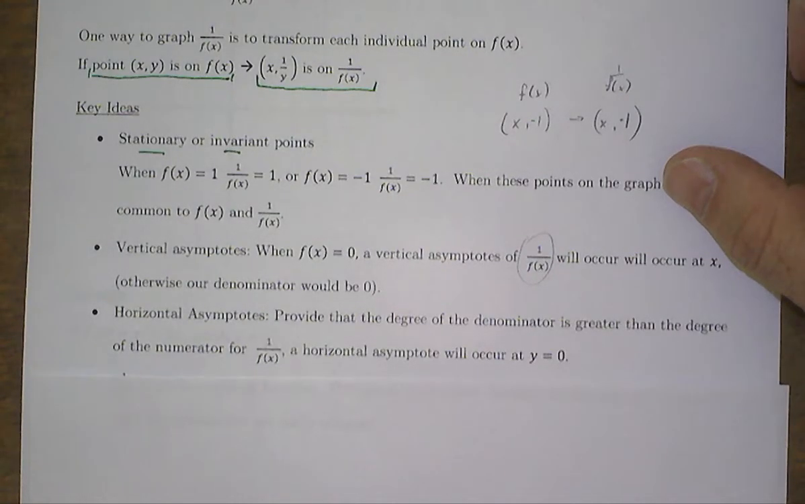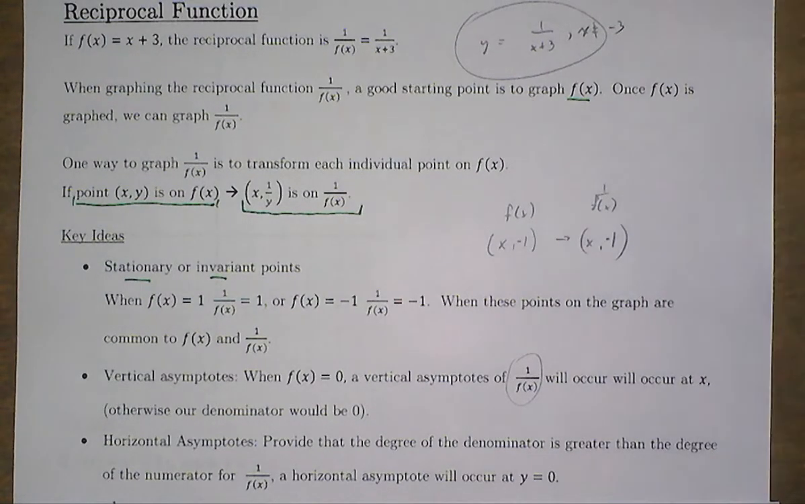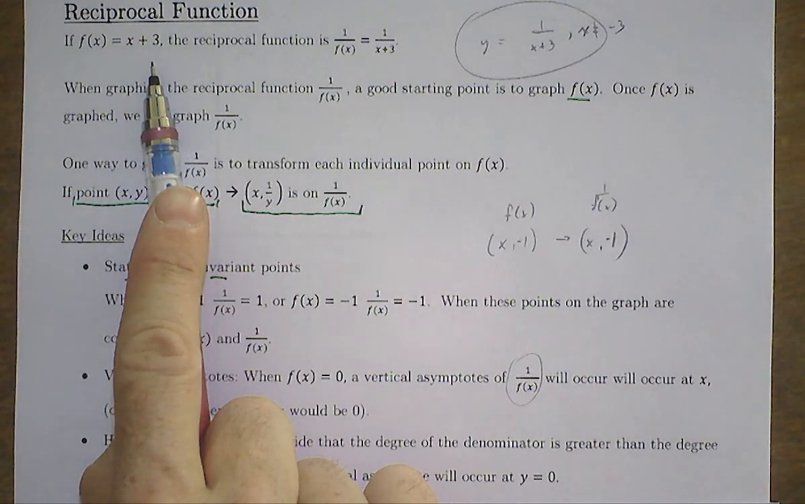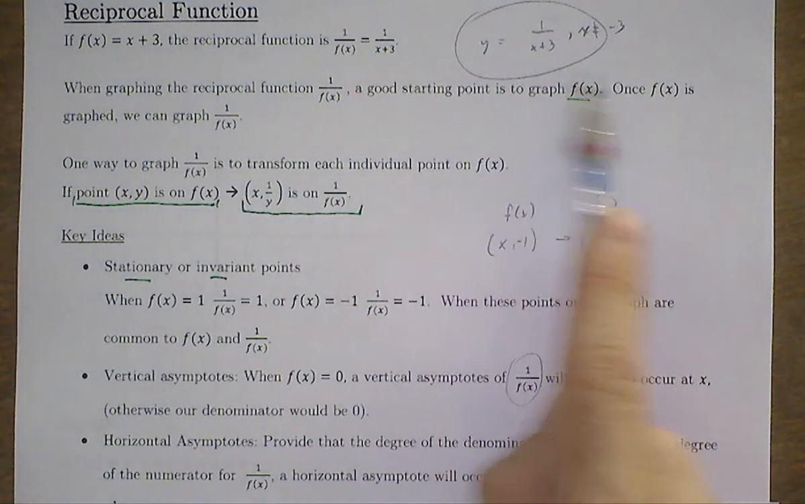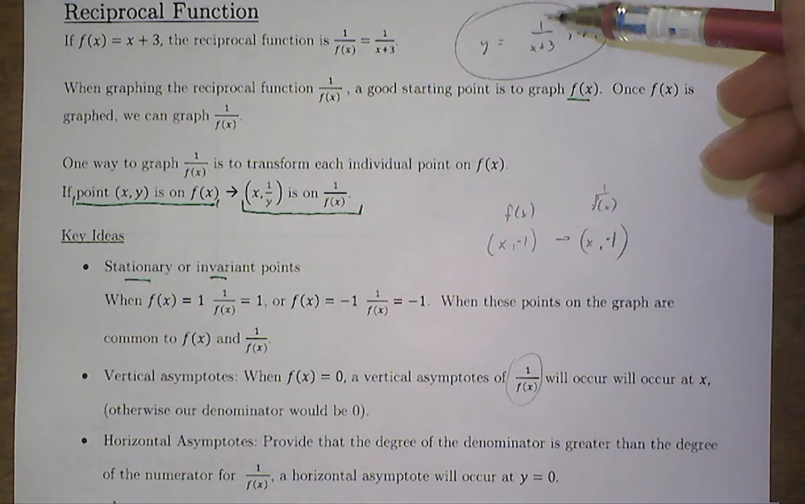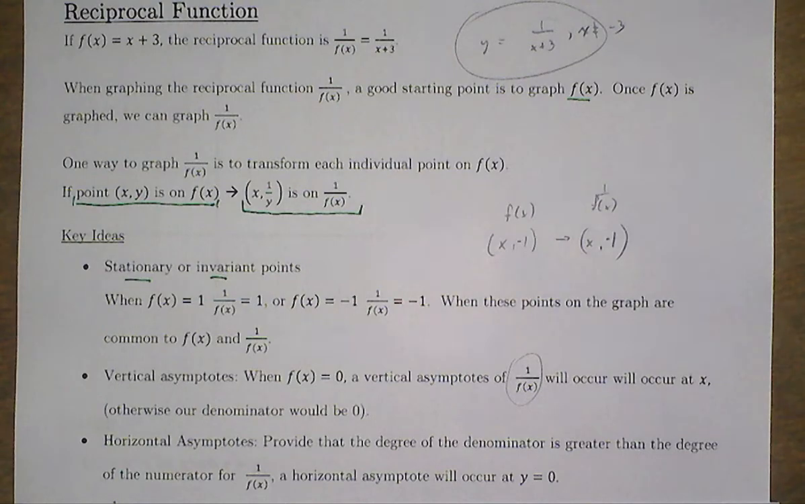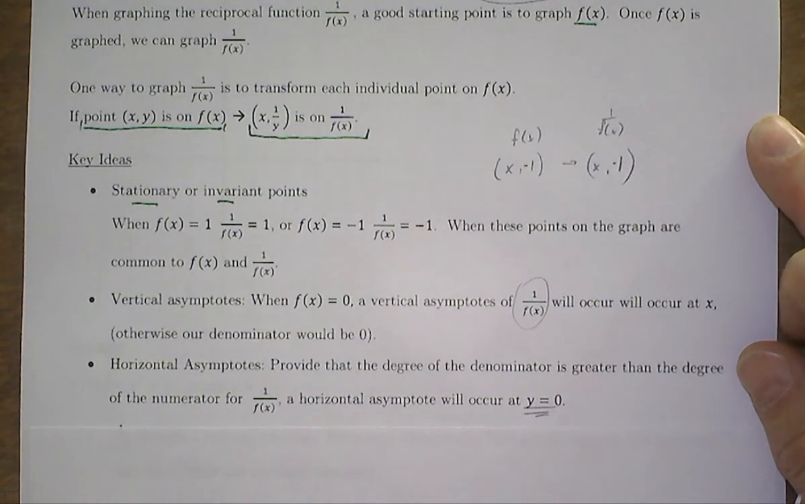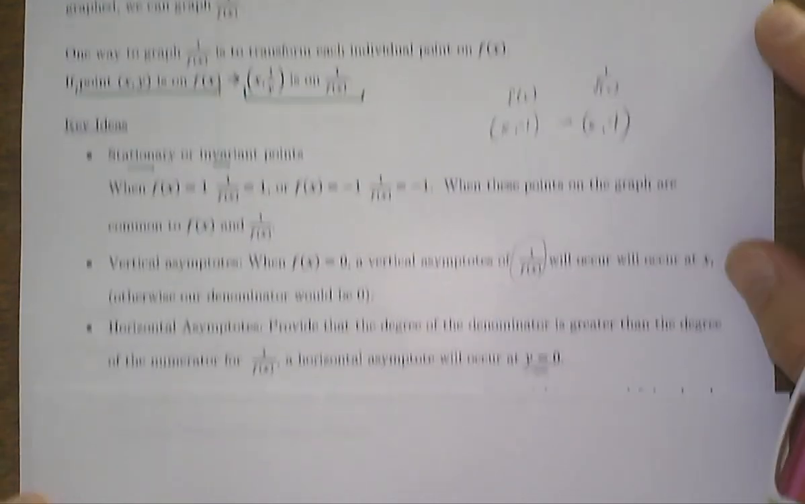Horizontal asymptotes. If f of x is any polynomial function, when we take the reciprocal, the degree of the top will always be 0. The degree of the bottom will always be greater than 0. Since the degree of the numerator is less than the degree of the denominator, we will always have a horizontal asymptote of y is equal to 0. So this is true for reciprocal functions.